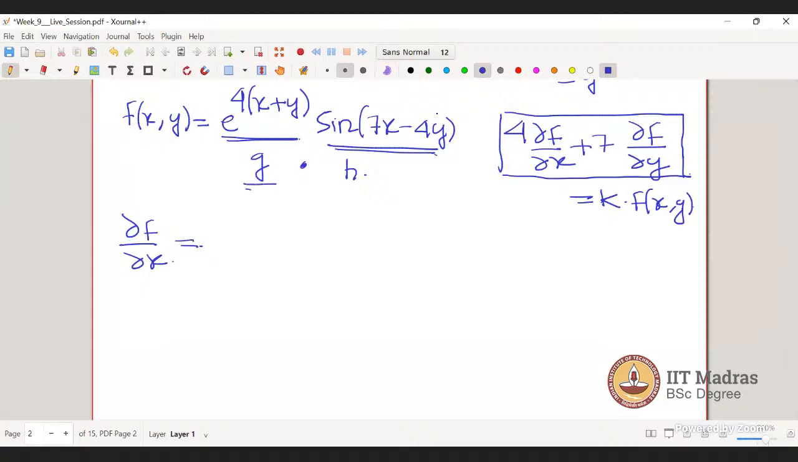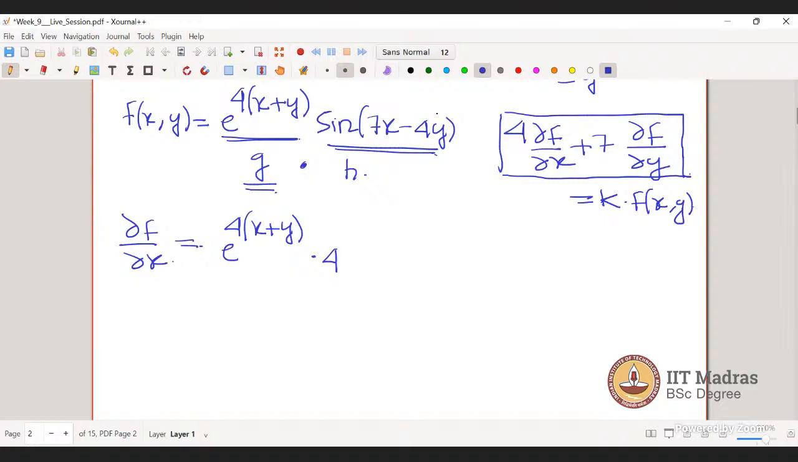First we'll take the partial derivative of g with respect to x. That is nothing but e to the power of 4x plus y. If I take the derivative of this, 4 times x plus y, then what I'll get is 4.